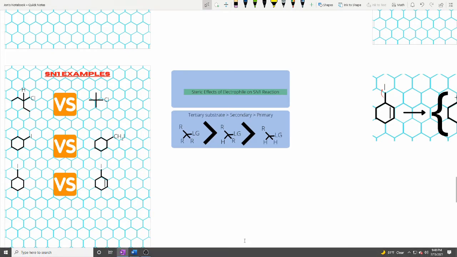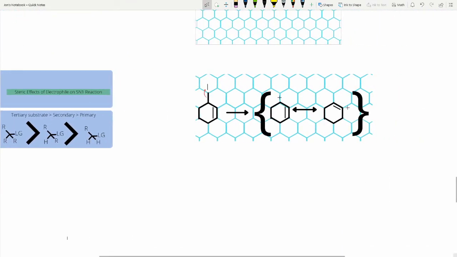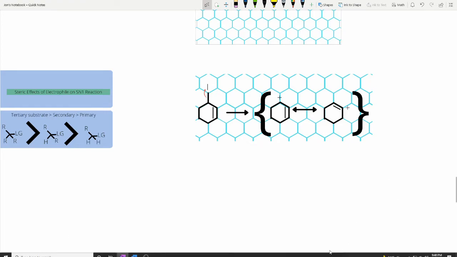Now, if we go to the right, we can see right here that with the resonance structures, the positive charge is spread over 2 atoms. So this one right here, as well as the other carbon right here. And then this will help undergo the SN1 reaction faster because it's more stabilized.